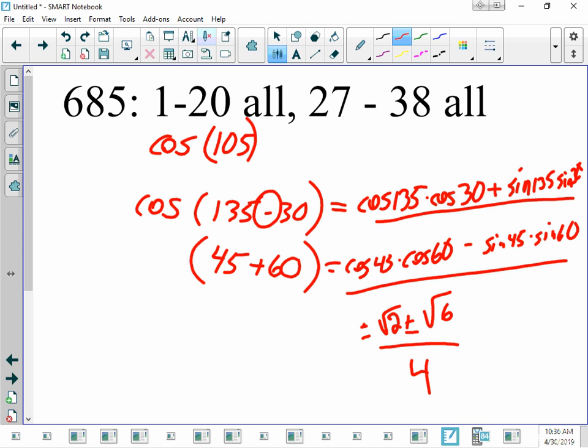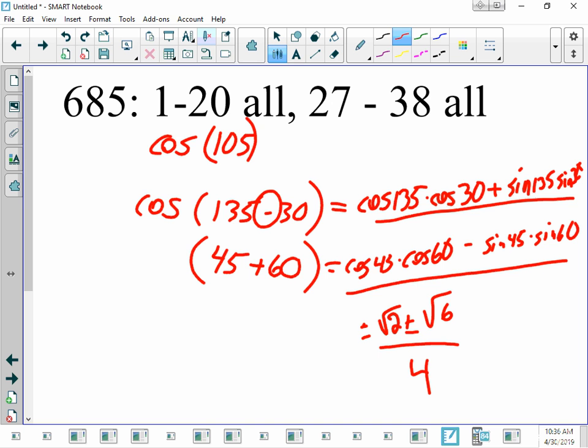So, for instance, 31, which formula is sine cosine minus cosine sine? It's the sine formula. Which one? The positive formula or the negative formula? The negative formula. So alpha is 4x and beta is 3x. So the sine of 4x minus 3x is just the sine of x. Sine of x is the answer. Yep.